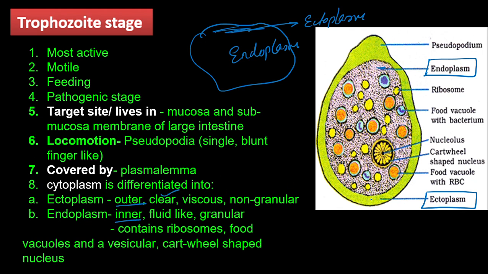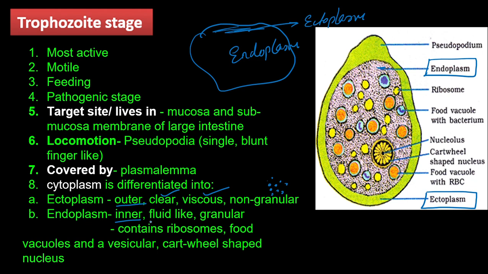Ectoplasm, if you see, it is clear. Can you see this yellow color one? It's completely clear. There is no granule. That means the small grains are not present over here, and this is viscous. Viscous, like, you know, little thick it will be. It will be liquid and also thick, like honey consistency, right?